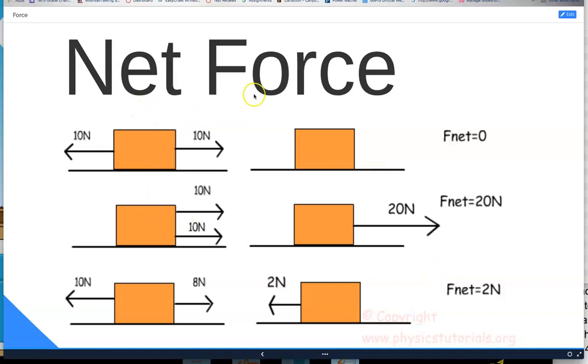When we talk about our net force, we're just adding up all the forces working on that object. Sometimes we call it the sum of the forces. That's the way I will always write it.